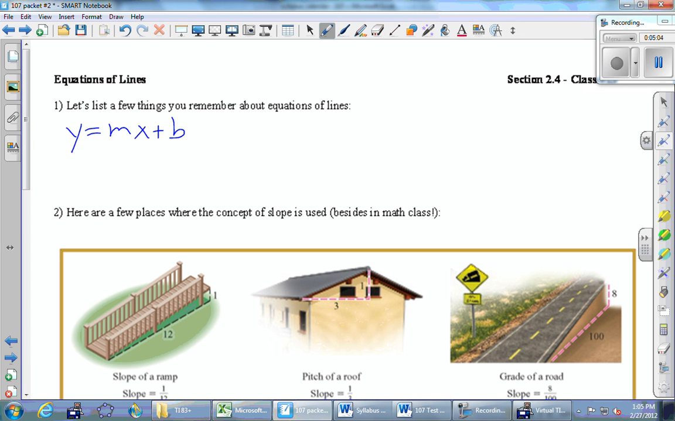Any other stuff we remember about lines? Point slope. Okay, so apparently there's something called the point slope equation of a line. Other stuff about lines? What is this thing we're calling M? Slope. Okay, so slope is something about a line. What is this b? That's the y-intercept. Okay, good. Anything else about lines that we know?